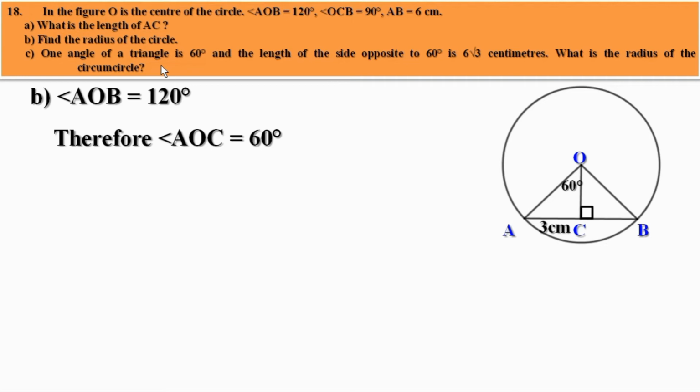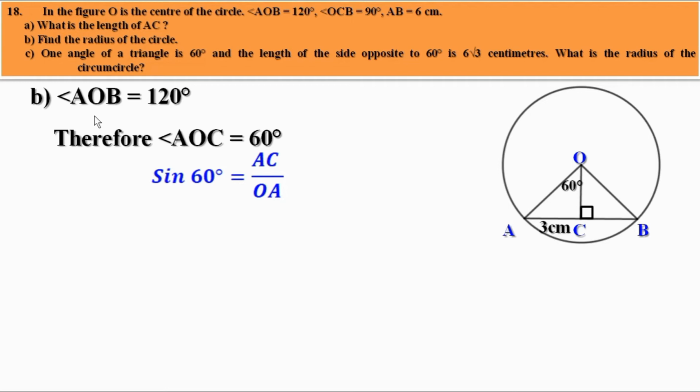Now we need to find the radius of the circle. For that, let us consider the triangle ACO. Look at angle 60. The side which we have to find is OA, that is the hypotenuse, and the given side AC is the opposite side. The ratio between the opposite side and hypotenuse is sine. So let us take sin 60 equal to opposite side by hypotenuse, that is AC by OA.